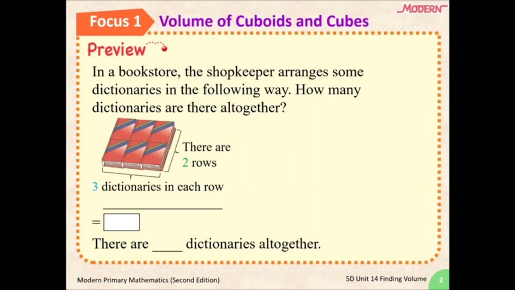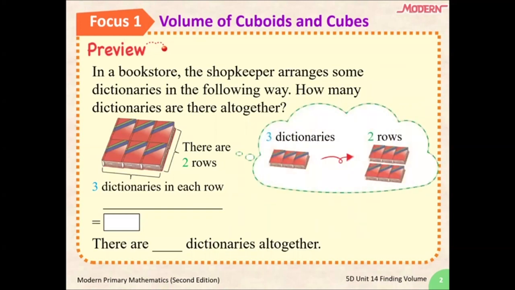I believe every one of you can tell me that there are 6 dictionaries by simple counting. But let's break it down in a more mathematical way. We can say that there are 3 dictionaries in each row, and there are 2 rows of dictionaries. So if we put it in a simple multiplication, we can say that 3 times 2 equals 6. As a result, there are 6 dictionaries altogether.